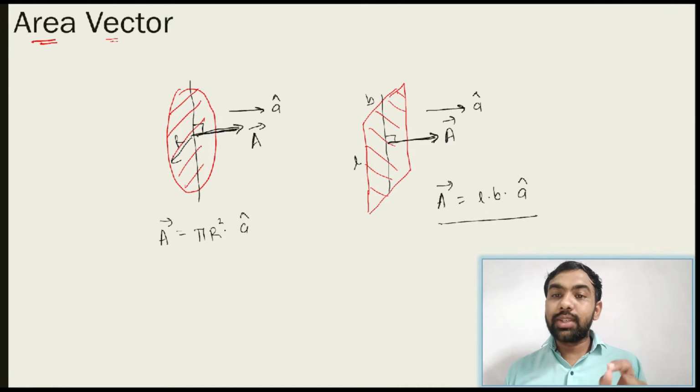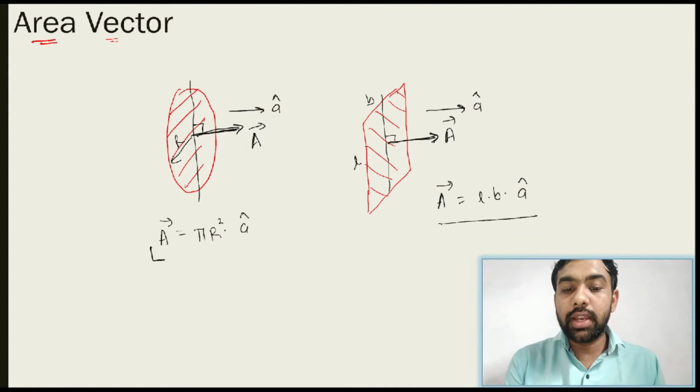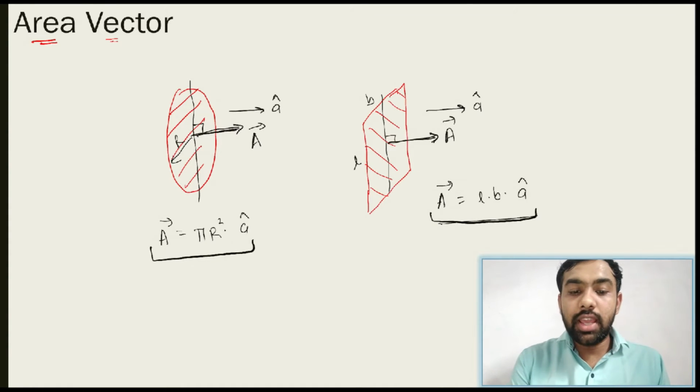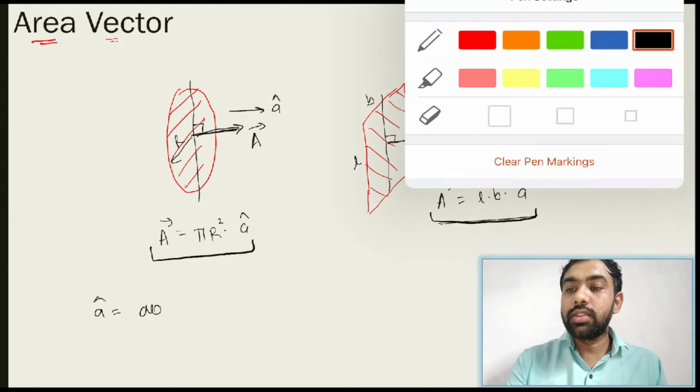It means the direction of the area vector. Its equation is very simple. A is equal to the area of a plane surface, but in which direction? You represent this area, then draw one perpendicular line to the area. That is the area vector, the direction of the area vector. So for a circular plate the area vector is given like this, and for a rectangular plate the area vector is given like this, where A is along this direction.